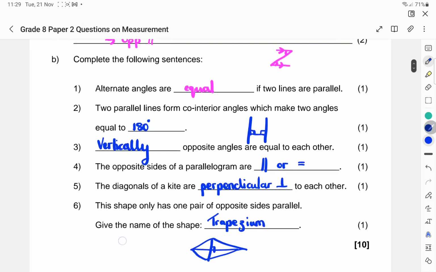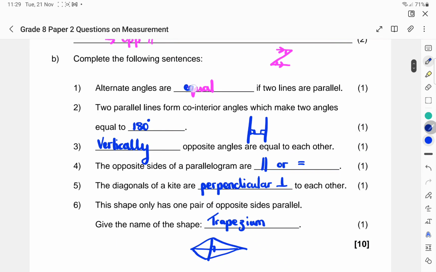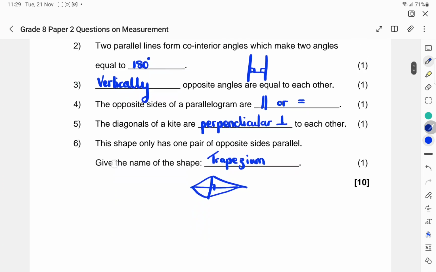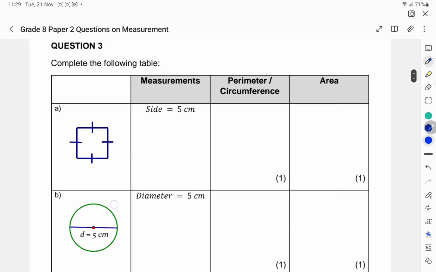All right, so maybe look there, see whether you would have been able to answer all those questions. Okay, question 3. Complete the following table. So here they ask you what is the perimeter and what is the area? Or if it's a circle, what is the circumference and then the area? So with this one, it's got a measurement of 5 centimeters each. So what would be the perimeter?